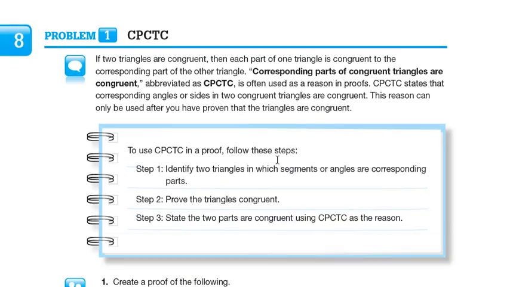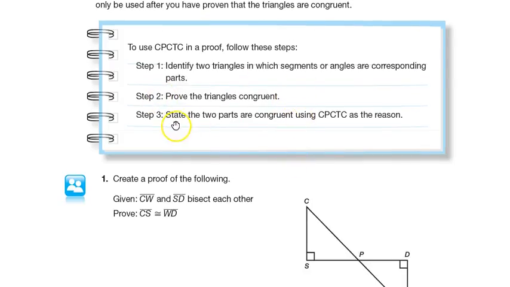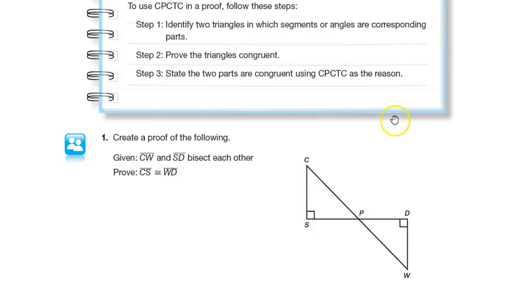Now here it says, whenever you want to use CPCTC, first you have to identify the two triangles and find the parts, which are either the segments or the angles, and show that they are corresponding parts. Then you go through the work of proving the triangles are congruent. And if the triangles are congruent, you simply say, well, then the parts must be congruent using CPCTC as the reason. So in your statement, you say this side is congruent to that side by reason CPCTC: corresponding parts of congruent triangles are congruent.